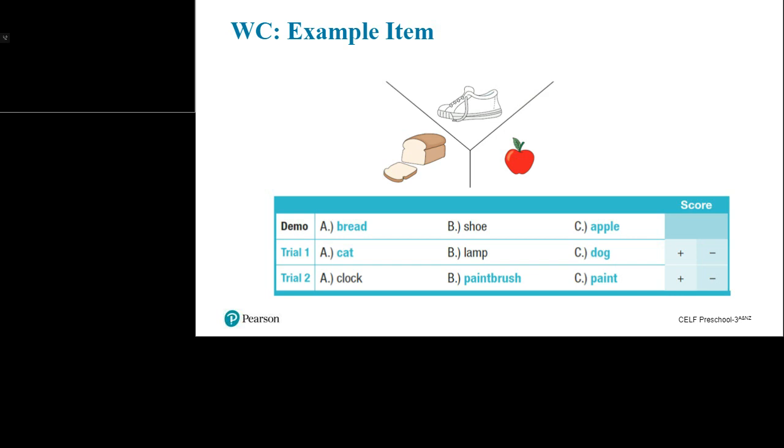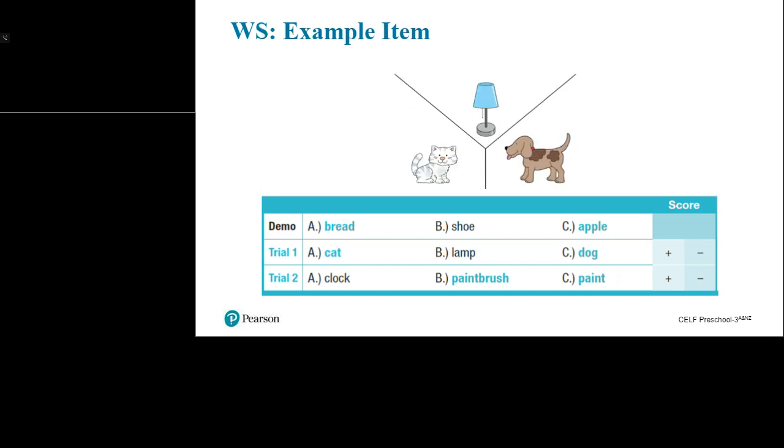So we've got bread, shoe, and apple. And it's saying bread, apple, it's prompting us to point, in case you can't see me pointing, are the 2 words that go together best. And then we go on to the trial item. So 2 of these words go together. Look and listen carefully to the words I say and tell me the 2 words that go together best. Cat, lamp, dog.